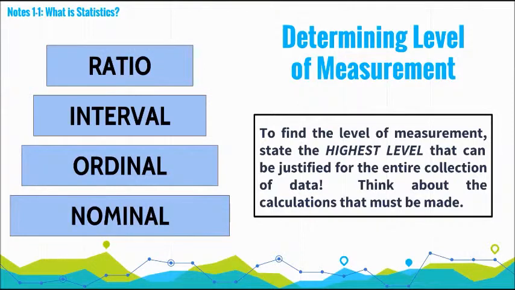Okay, so to find the level of measurement, state the highest level that can be justified for the entire data collection. Think about the calculations that must be made. So if we're talking about age, or height and weight, we can find ratios between those different data values, right? So determining the level of measurement, you're shooting for the highest level of this pyramid, the whole way up to ratio, from nominal being the bottommost, simplistic layer. Okay, I hope this is a little bit helpful.